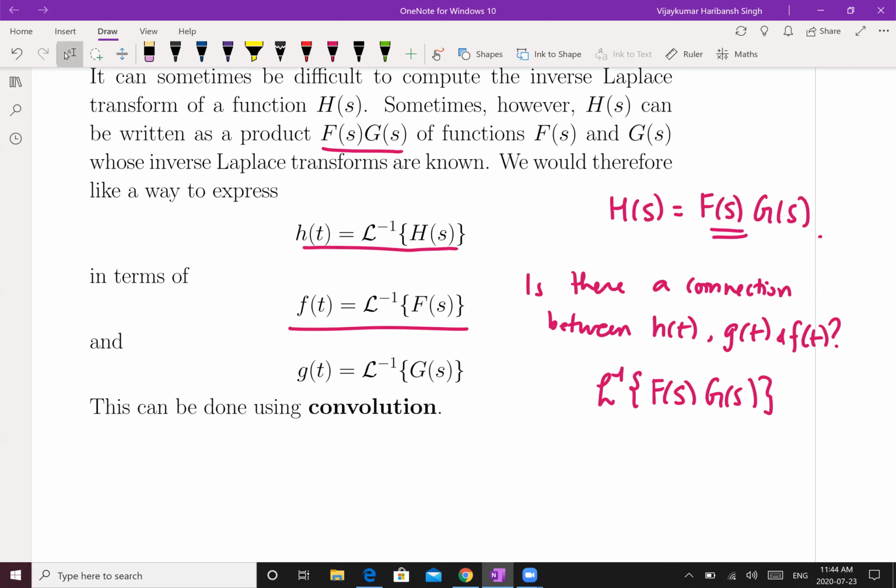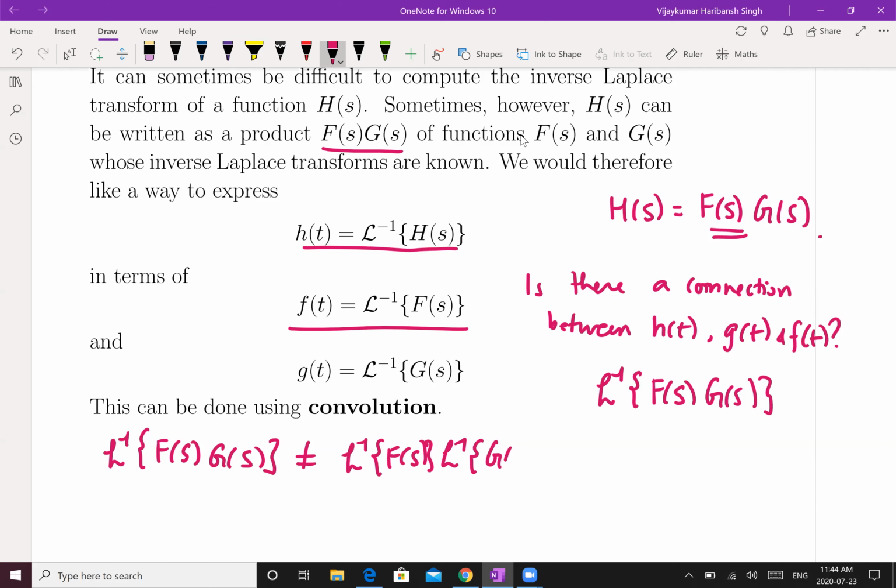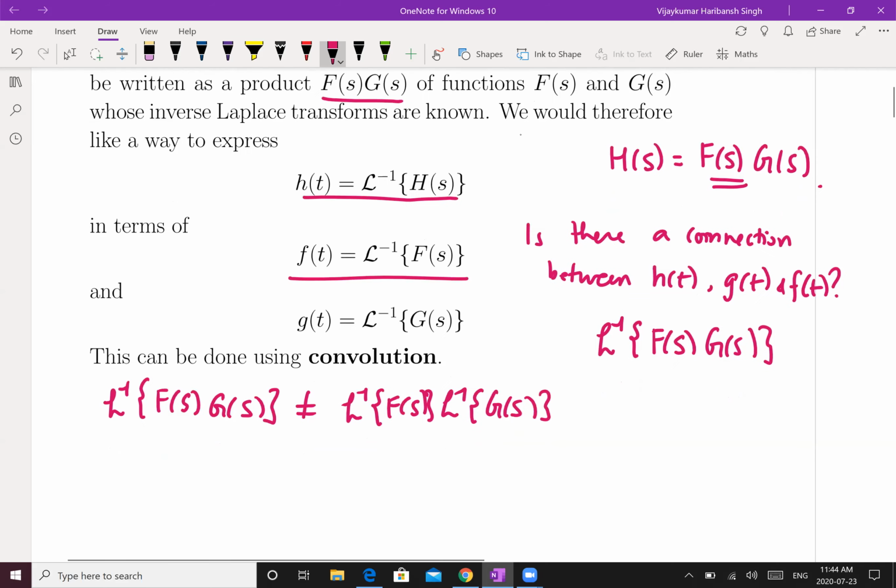Before we go further, notice the following, that the Laplace inverse of F(s)G(s) is not equal to the Laplace inverse of F(s) times the Laplace inverse of G(s). This can be seen by an example. So let's take F(s) equals G(s) equals 1.